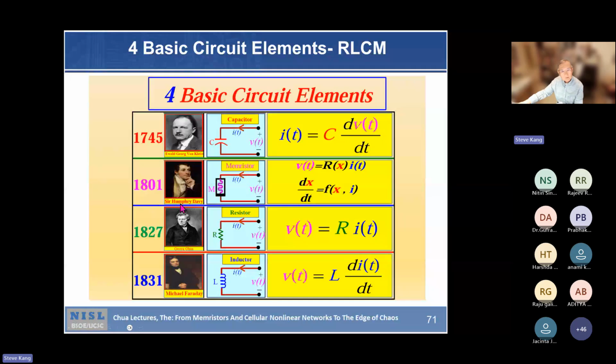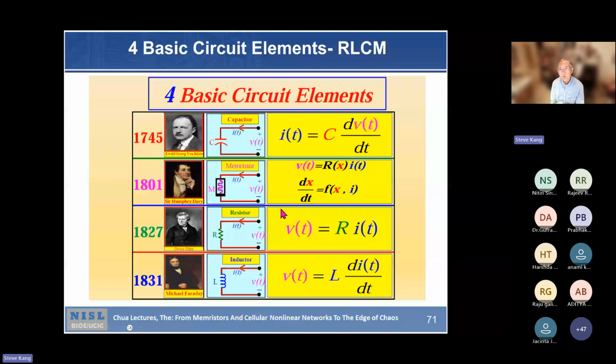In terms of a resistor, Ohm's law, 1827. In terms of an inductor, Michael Faraday, 1831. So, going back: 1745, capacitor. 1827, resistor. 1831, inductor. But then there was Humphry Davy's definition of the memristor characteristics. He didn't call it a memristor, but it can be traced back.